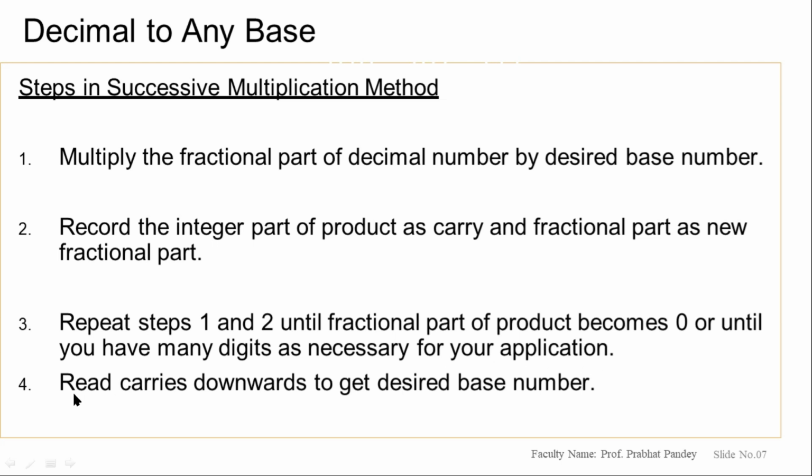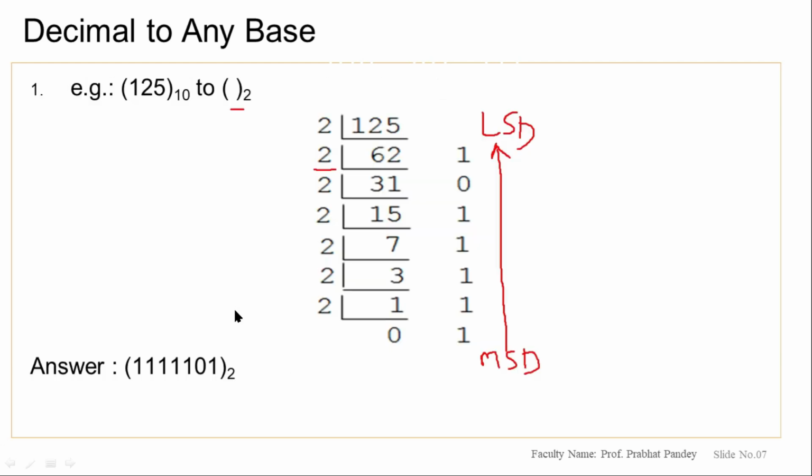Okay, so we will see by the example here. For the successive division method, we read the remainders from bottom to up. Here we have to read carries downward to get the desired base number. Practically, we will see what needs to be done with the fractional part. So we need to multiply 0.625 by 2 as the method says. The result will be 1.25, so the integer part is 1 and the fractional part is 0.25.